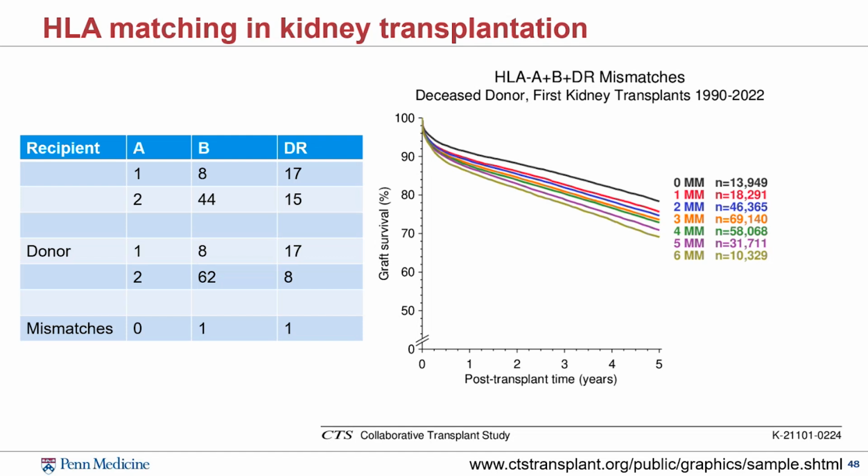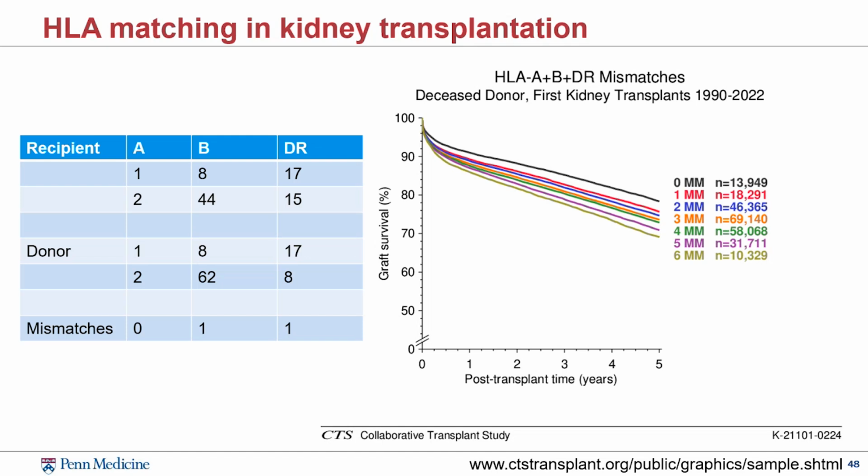And so the way that would work, as I'm showing here, is an example of a recipient typing at the A, B, and DR, and a donor typing at the same ones. If we look at this donor here, we can calculate mismatch scores for each of the loci, right? If we look at A here, we can see the donor has A1 and A2, which is the same as the recipient. So the recipient is not going to see anything as foreign there. So a mismatch at this locus is going to be 0.